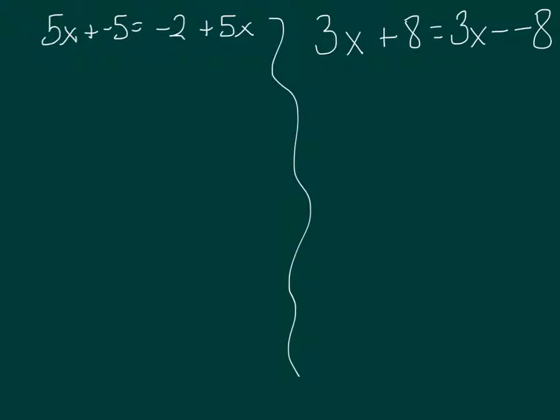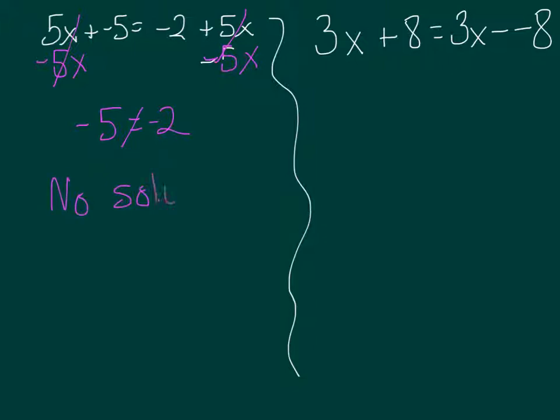Alright, when we go to solve this, and we get the variables together, notice they're the same thing. So if I go to subtract minus 5x on each side, it cancels in both places. And I end up with negative 5 equals negative 2. Well, that's impossible. Negative 5 can't equal negative 2. So when that happens, your answer is no solution.